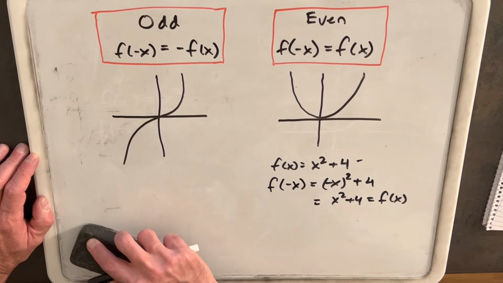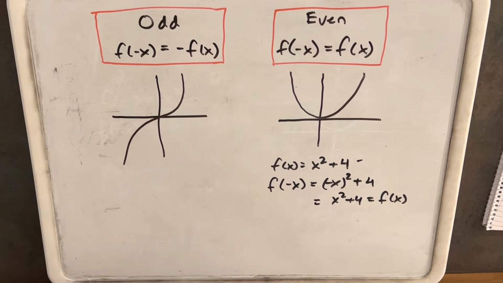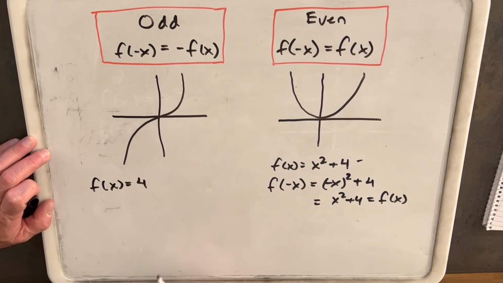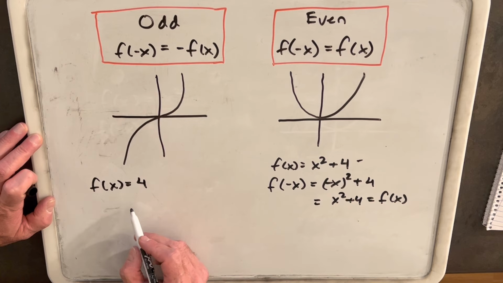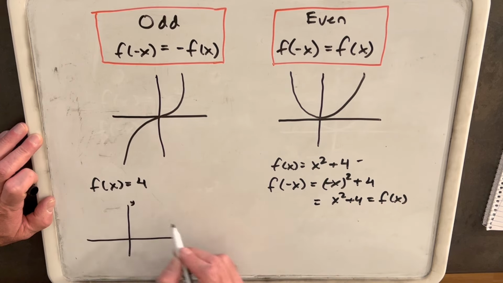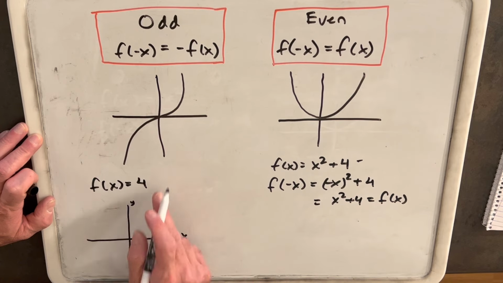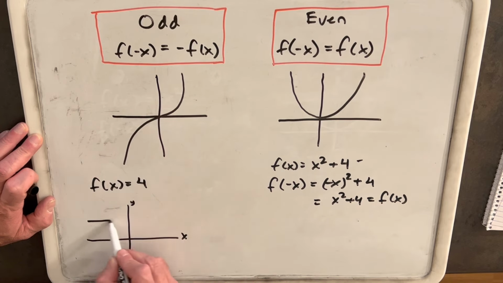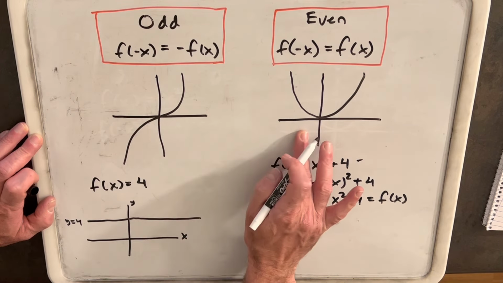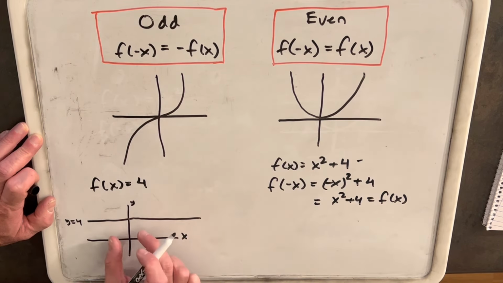I was going to skip ahead. So let's do something else. Let's just look at f of x equals 4. What's that graph going to look like? Just to clarify, this is the axis. This function is going to look like just a straight line, horizontal, at y equals 4. But notice that still has that symmetry around the y-axis. So that looks like it's going to be an even function.